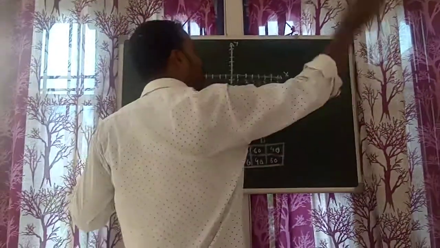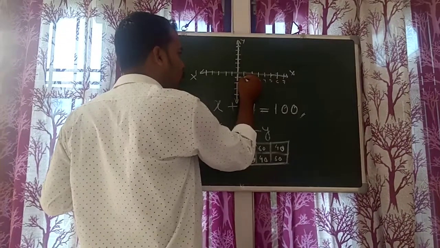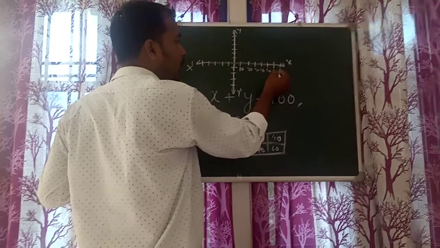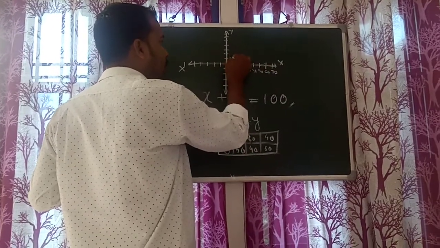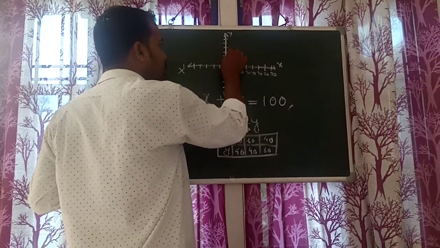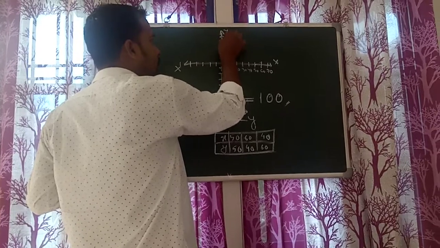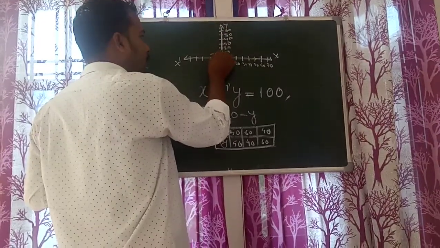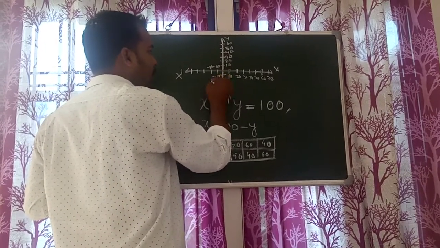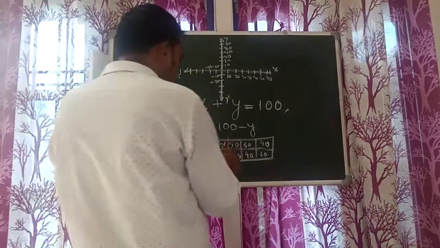Then you can do like this, with 10 20 30 40 50 60 70, and 10 20 30 40 50 60, minus 10, minus 20, like this way you can do. Okay, then 50 and 50.